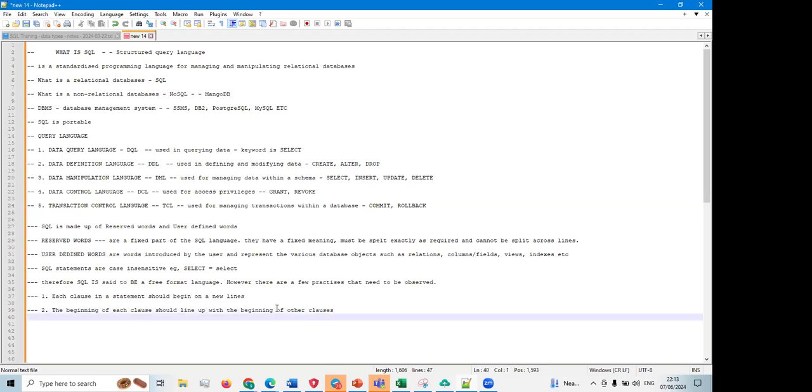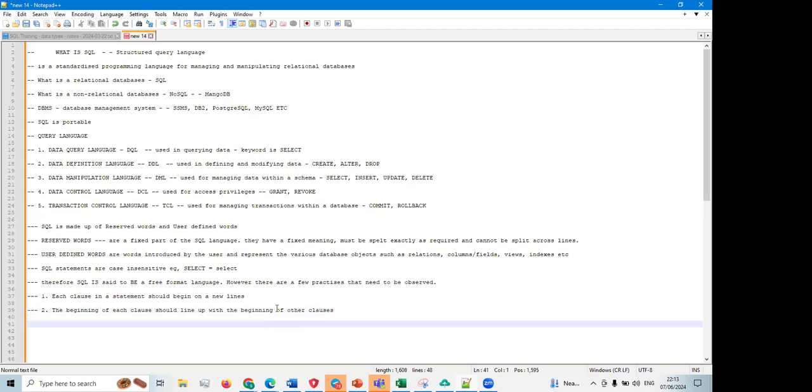3. Now, if a clause has several parts, they should each appear on a separate line and be indented under the start of the clause to show the relationship. Again, you will see this in practice.